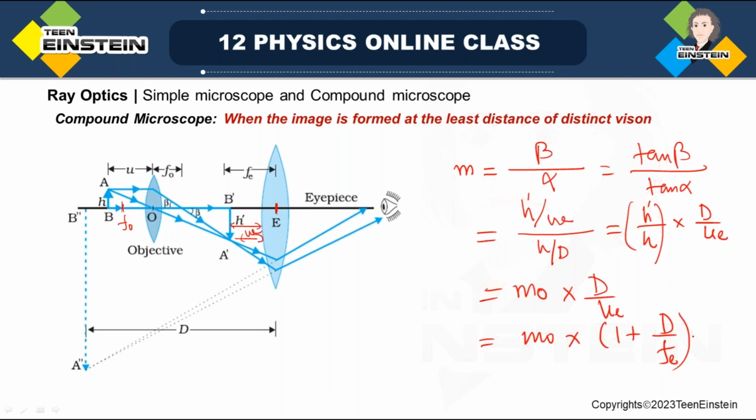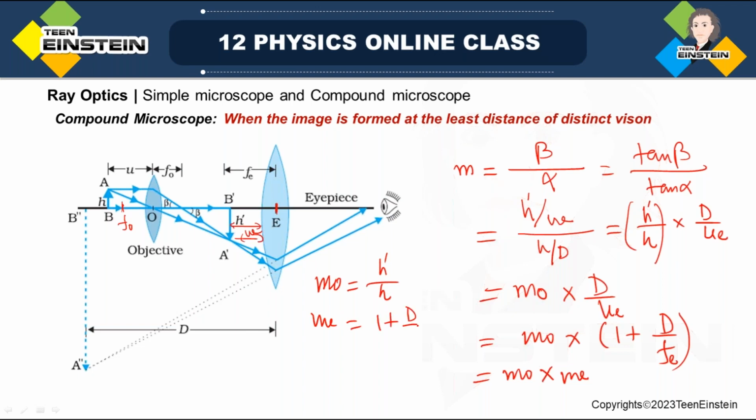So this is the magnification by the microscope, simple microscope. This is simply by the objective. Okay, so I can write, this is Mo into Me. Me is the magnification produced by the eyepiece, and Mo is the magnification produced by the objective lens. So what is Mo? Mo is simply v objective by u objective, or h prime by h.